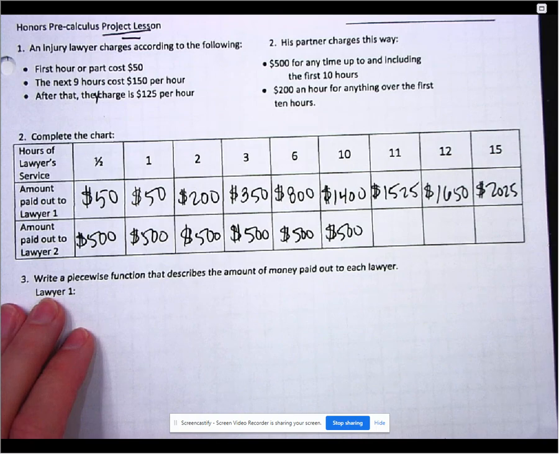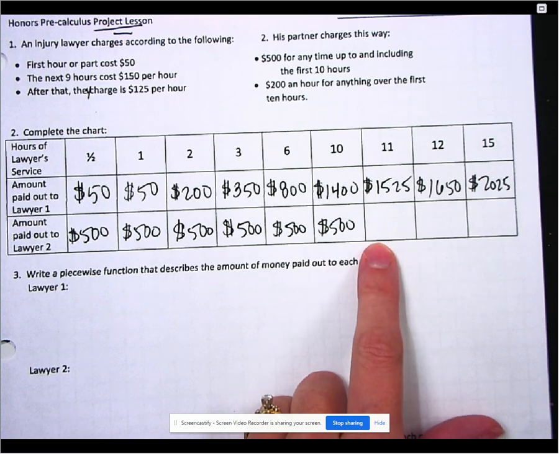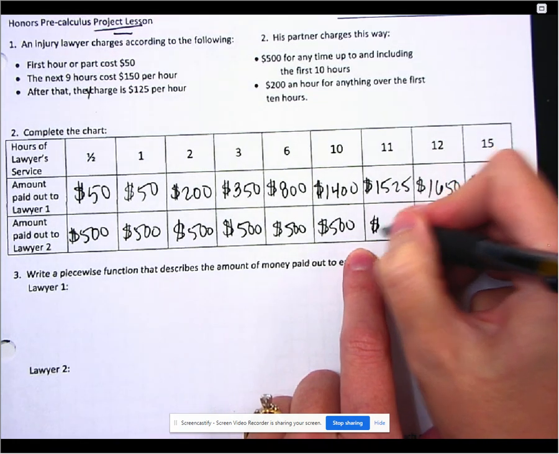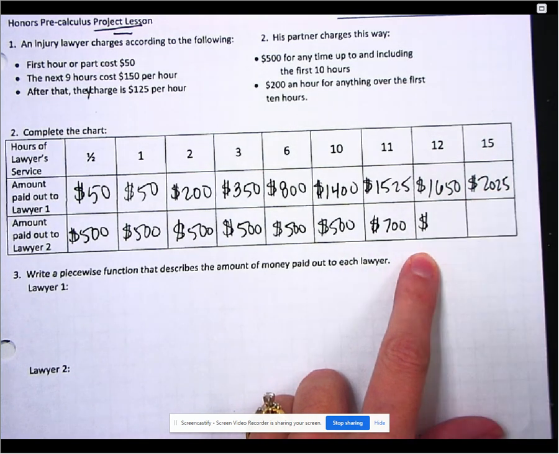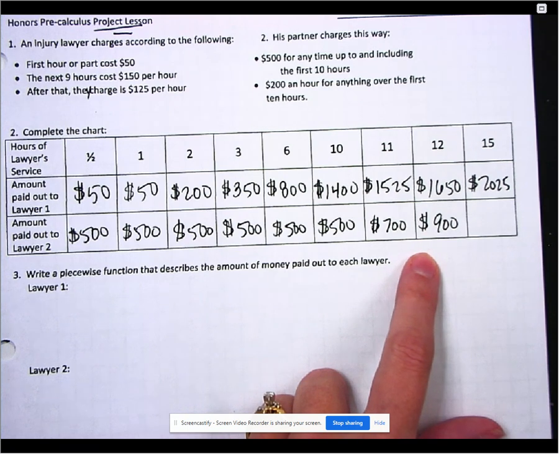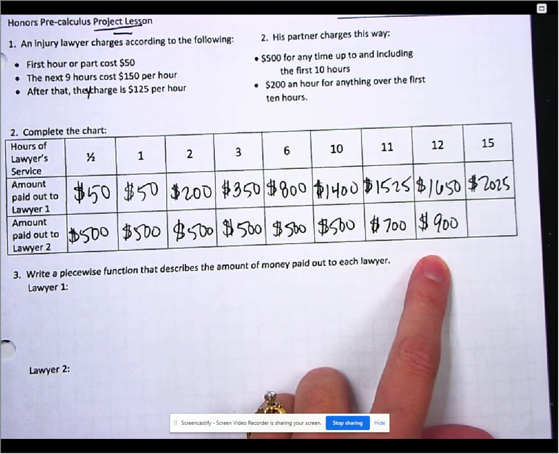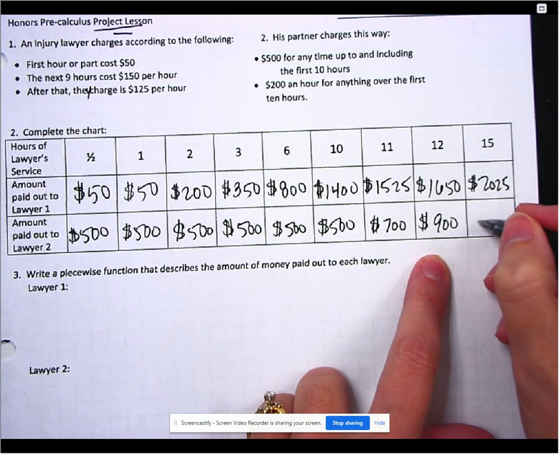And then after that, there's an additional $200 an hour. So for the 11th hour, we would add $200, and for the 12th hour, we would add 200. And then there's a 3-hour span between 12 and 15, so we would add 600 for that span.